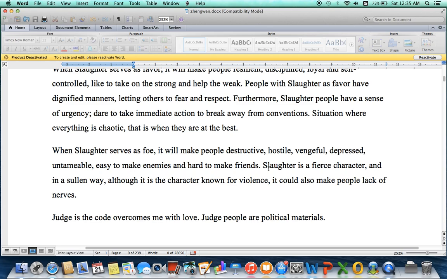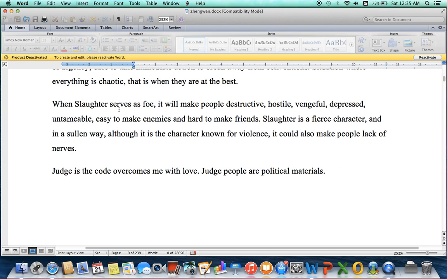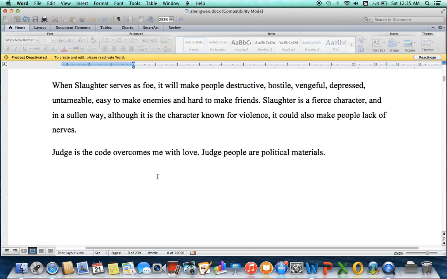They are bad. Slaughter is a fierce character. Oh, that's the word, fierce, and in a sullen way. So slaughter is violence in depressed ways, in gloomy ways, instead of in a wild way. Although it is the character known for violence, it could also make people lack nerves. If you have too much slaughter in your life code, you can be very nervous all the time.